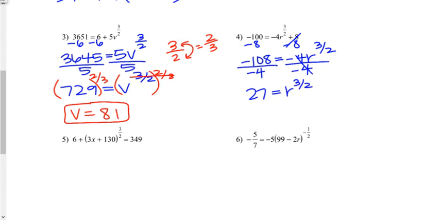And then I'm going to do my work on the side. Right now I have 3 over 2, flipping that upside down to give me 2/3, and I'll take both sides to the power of 2/3. So those cancel on the right. On the left, I have 27 to the power of 2 divided by 3. That gives me 9. So r equals 9.